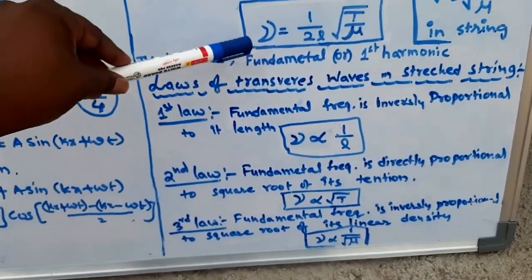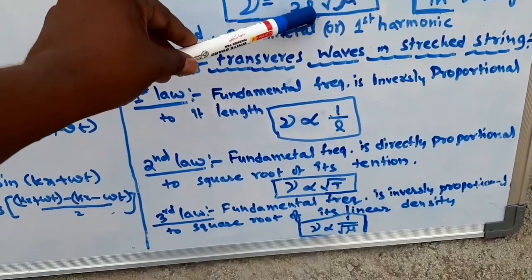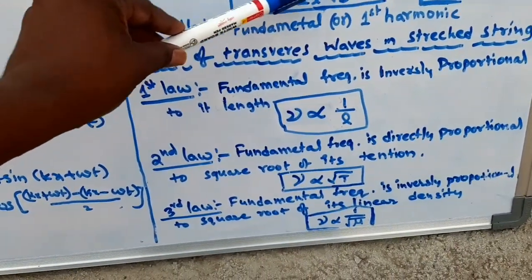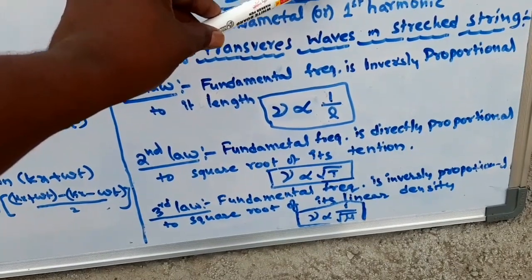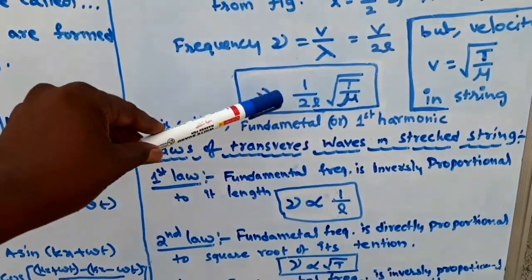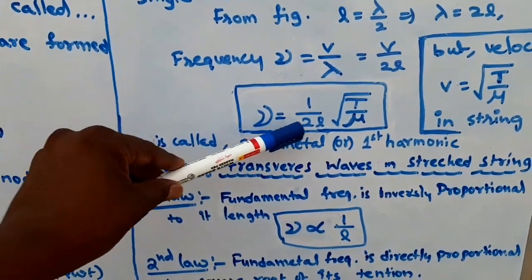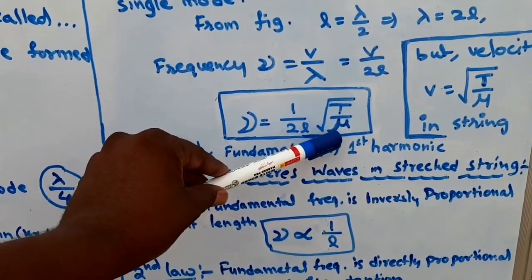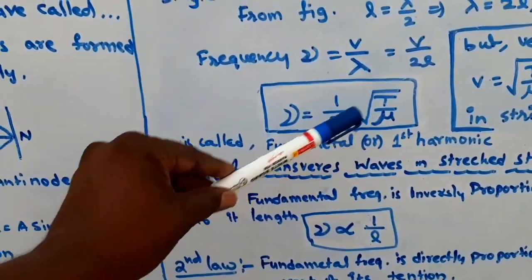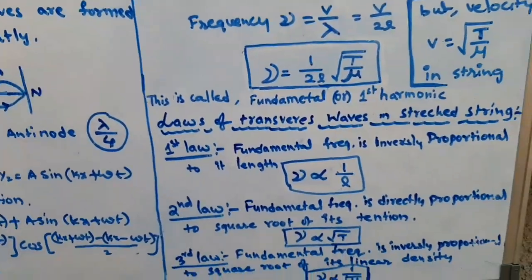The frequency is inversely proportional to the length. The frequency is directly proportional to the square root of the tension, and the frequency is inversely proportional to the square root of the linear density. These are the laws. Let me explain clearly one by one.